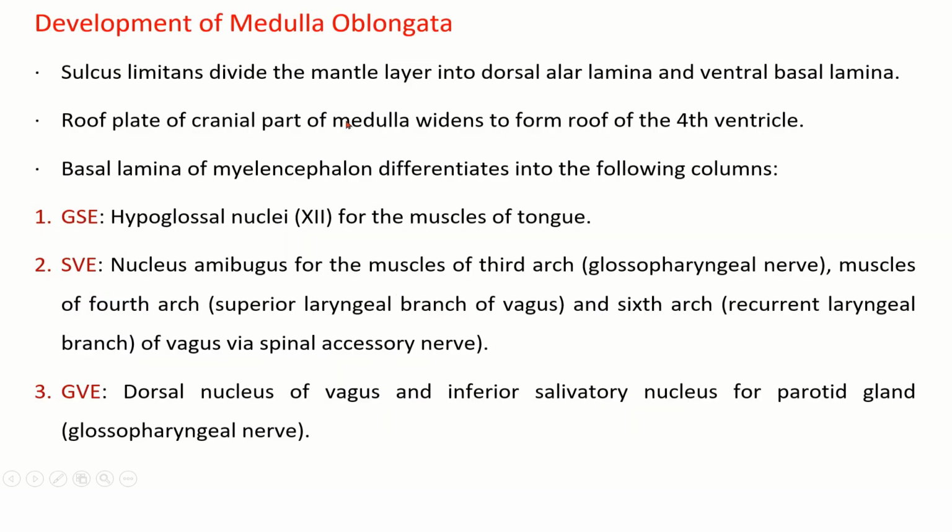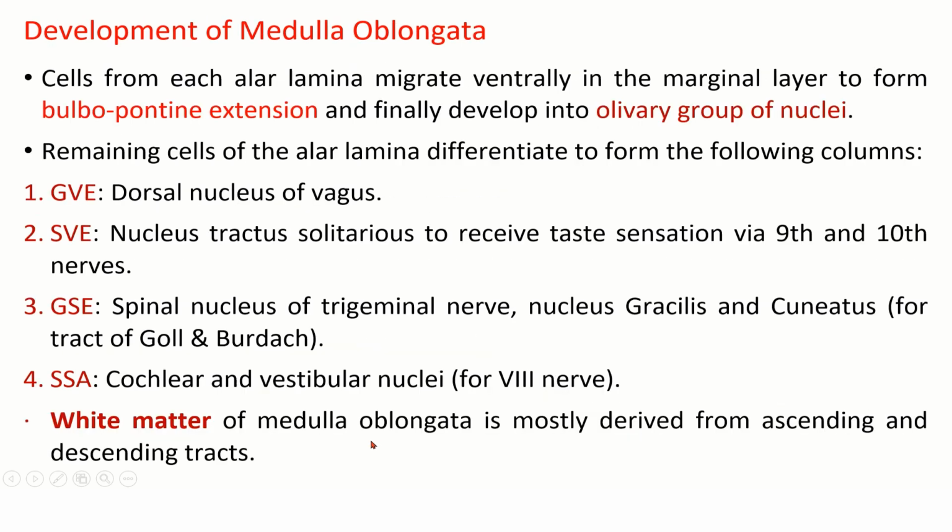The sulcus limitans divides the mantle layer into the dorsal alar lamina and the ventral basal lamina. The roof plate of the cranial part of the medulla widens to form the roof of the fourth ventricle. The basal lamina of the myelencephalon differentiates into the following columns: the general somatic efferent, which forms the hypoglossal nucleus supplying the muscles of the tongue. Special visceral efferent is the nucleus ambiguus for muscles of the third arch, glossopharyngeal nerve, muscles of the fourth arch, superior laryngeal nerve, and sixth arch, recurrent laryngeal nerve of vagus, via the spinal accessory nerve. And general visceral efferent, dorsal nucleus of vagus and inferior salivatory nucleus for the parotid gland through the glossopharyngeal nerve.